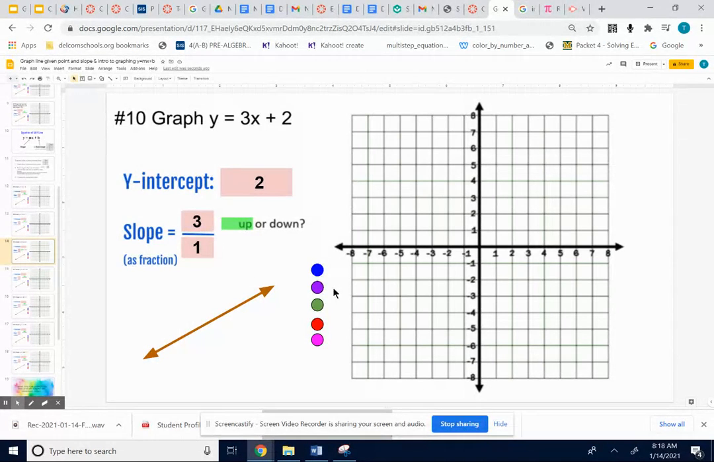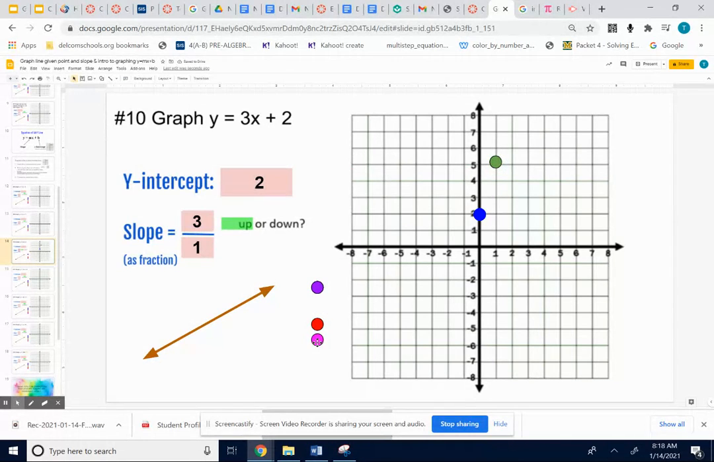Okay, so the setup's done. Just find 2 on the y-axis. Drop the point there. And then take another point. From that 2 on the y-axis, travel up 3 spaces over 1. Drop another point.